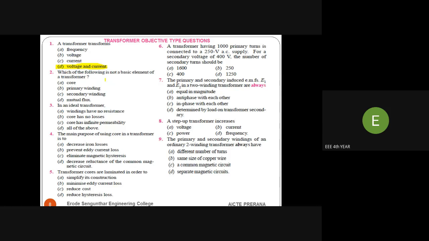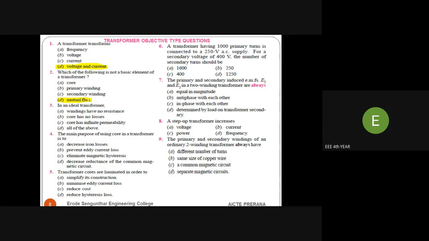Which of the following is not a basic element of a transformer? Core, primary winding, secondary winding, mutual flux. The core, primary winding, and secondary winding are elements of the transformer. The mutual flux is imaginary flux lines. It does not depend on the element part. Okay, so option D is the correct answer.